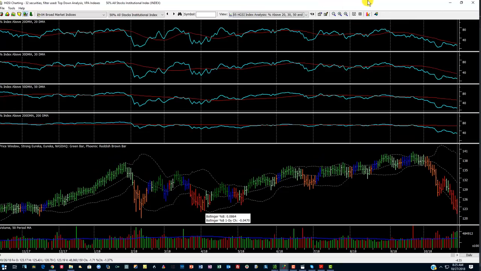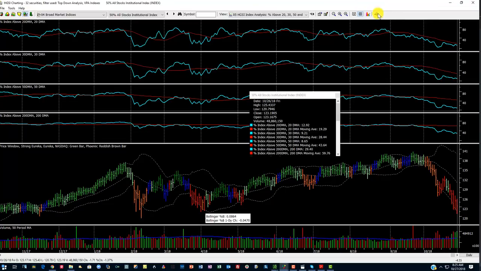Now, this is a chart that I use a lot. It's chart number five. This is a percent above the 20, 30, 50, and 200-day moving average. A percentage of stocks within any index that's above those numbers. And look right here at the percent of stocks above the 50. Only 8.65% of the stocks within the 50% All Stocks Institutional Index are above their 50-day moving average.